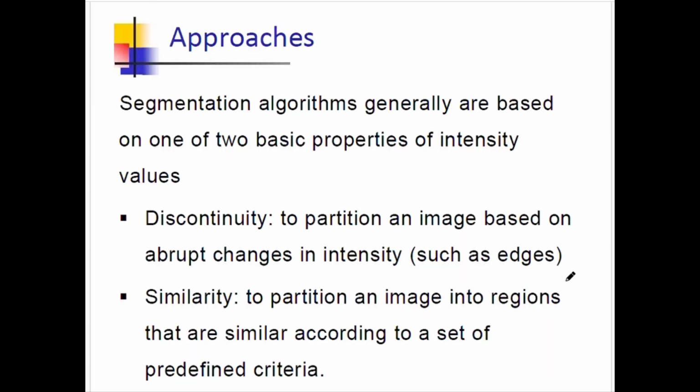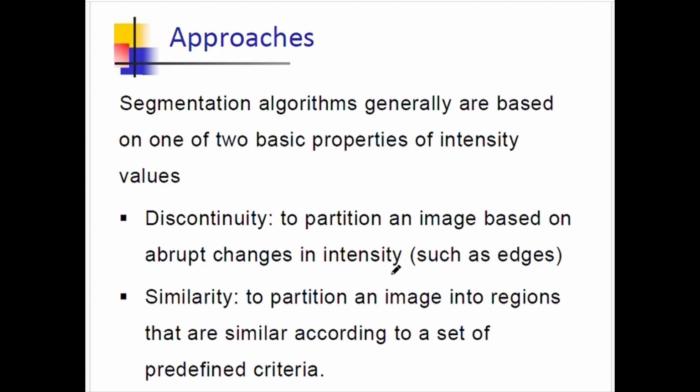Segmentation algorithms generally are based on one of two basic properties of intensity values. Then how do we segment the images? We have two things. We can segment the image based on discontinuity, or based on similarity. Discontinuity partitions an image based on abrupt changes in intensity. Segmentation using similarity partitions an image into regions that are similar according to a set of predefined criteria.